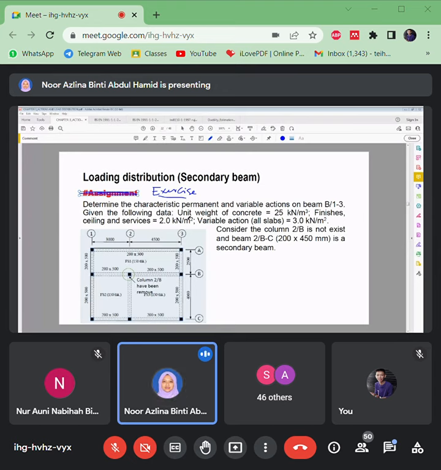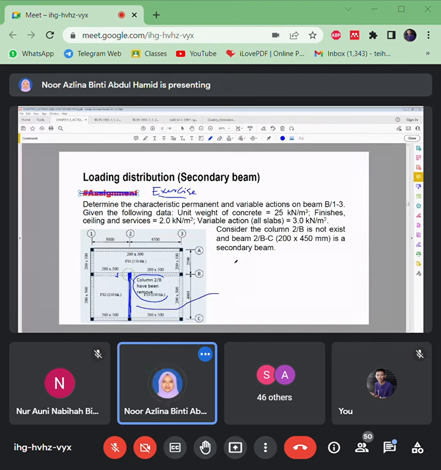Okay, so in this case, let's say the same drawing as before, only it mentions here that column 2B has been removed. That means there's no support here, there's no column here, so it becomes just a beam here. This beam is supported by beam B.